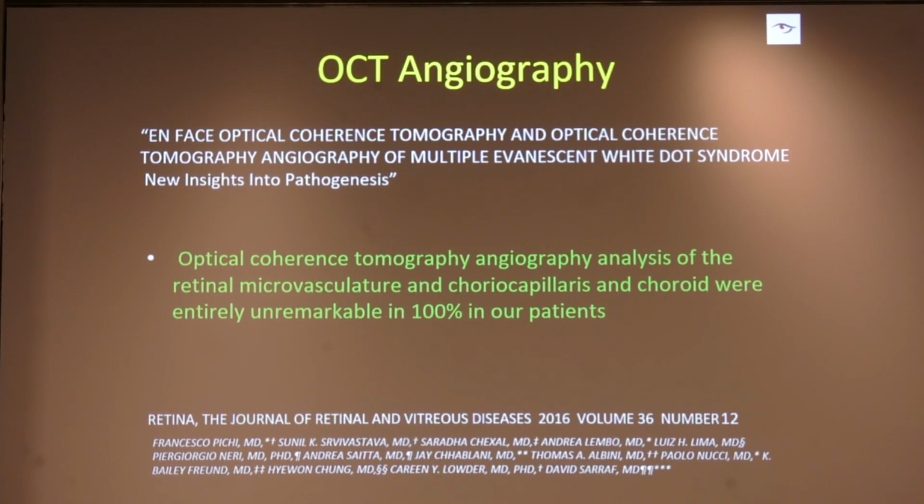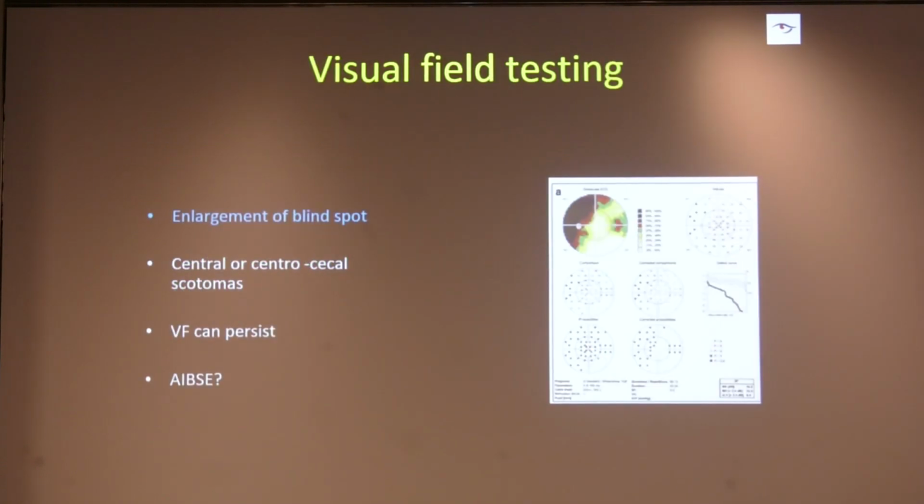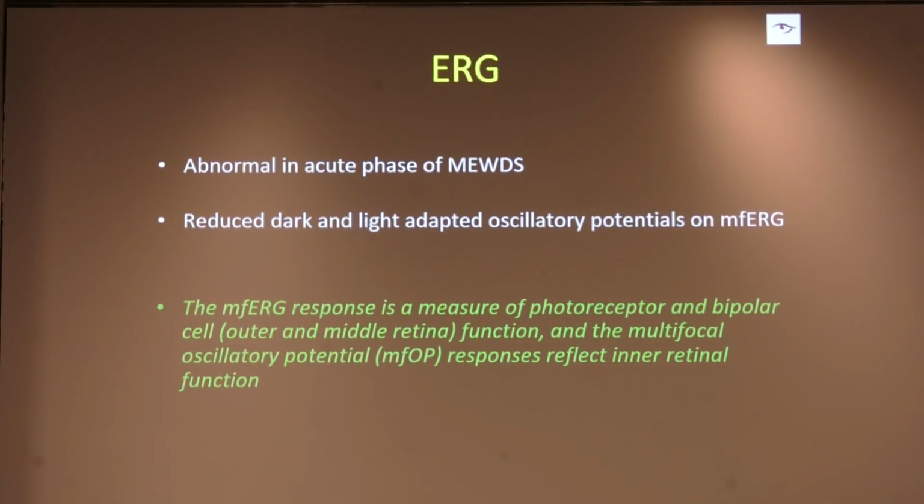Now, I think we'll skip this. And this is actually the visual field testing, where you look at the enlargement of the blind spots. And many of them have abnormal ERGs in the early phases, and they show reduced dark adapted oscillatory potentials on the multifocals. So the multifocal ERG response is a measure of the photoreceptor and the bipolar layer, and the multifocal oscillatory potentials are the responses reflecting inner retinal function.